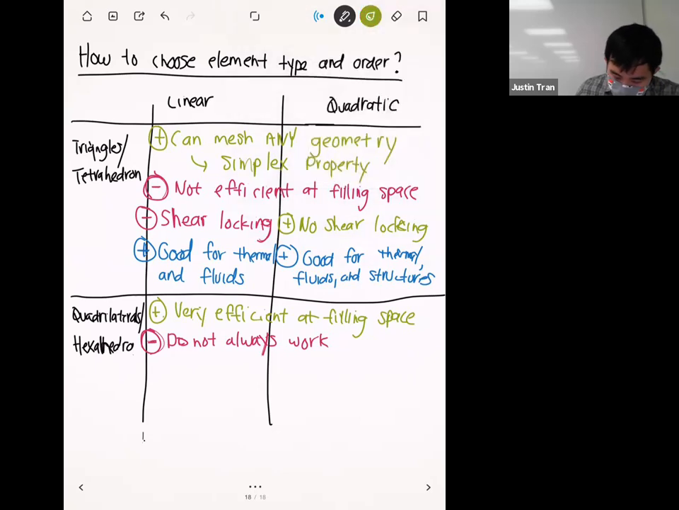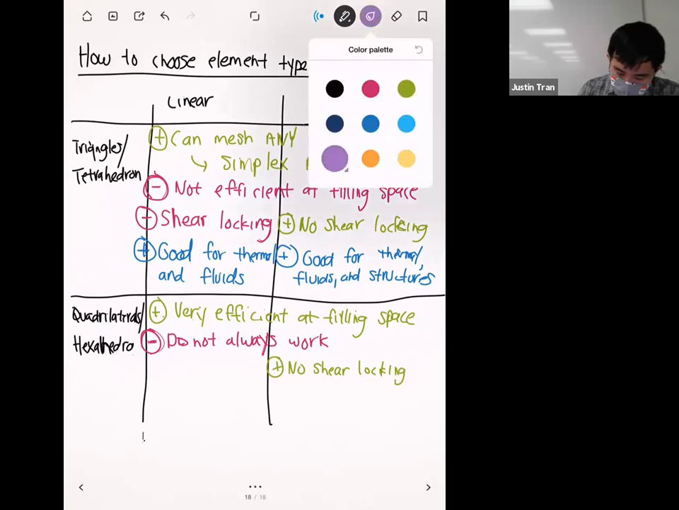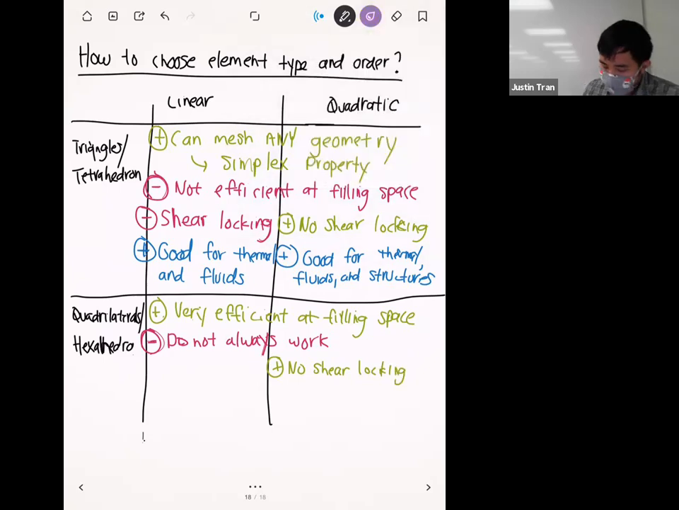All right. And so one benefit for the quadratic one is that just like its tetrahedral counterpart, you don't have to worry about shear locking. And then for the linear version, I would say it's less of a concern, but still not ideal. And so I'll give this a meh face.